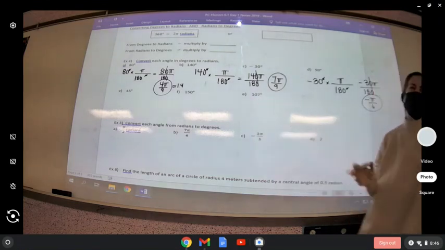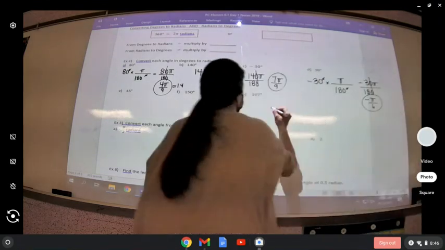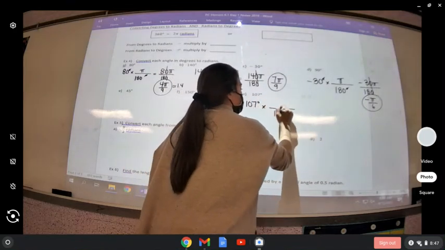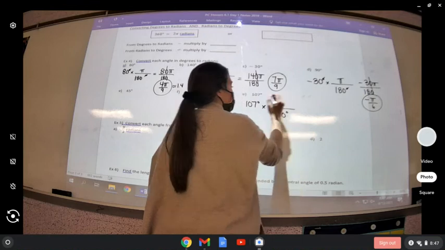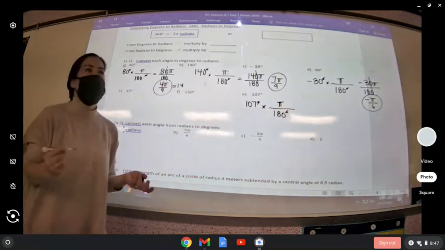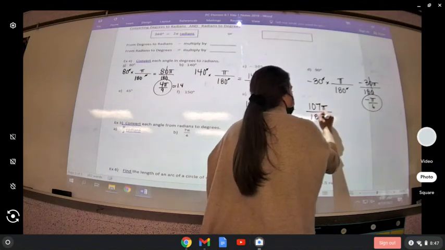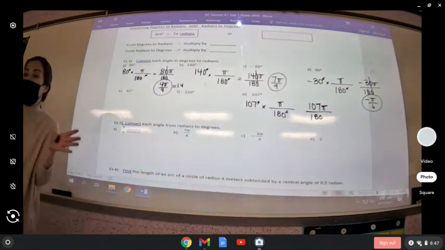I'll do 107 though. That's a weird one. 107 degrees looks like this, times, right, my degrees cancel. I'm left with 107 pi over 180. Guys, it doesn't reduce. So that's your exact answer.